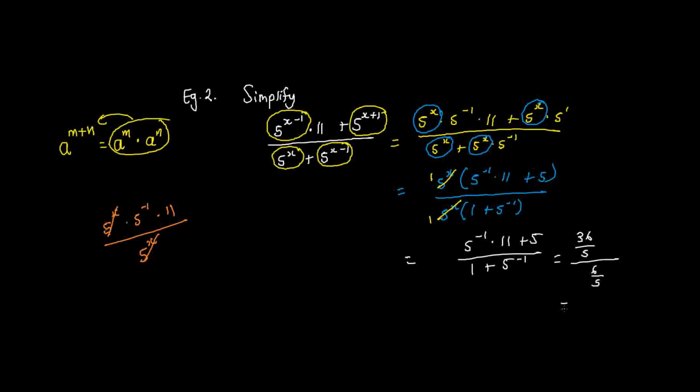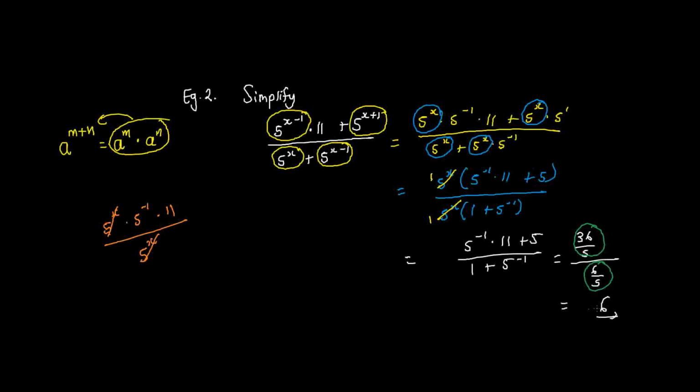Right? And let's simplify this. 36 over 5 divided by 6 over 5, which is equal to 6. You can, of course, divide these two fractions by keep, change, flip, because this fraction on the top, which is 36 over 5, is being divided by 6 over 5. So you can apply keep, change, flip, or inverse and multiply.